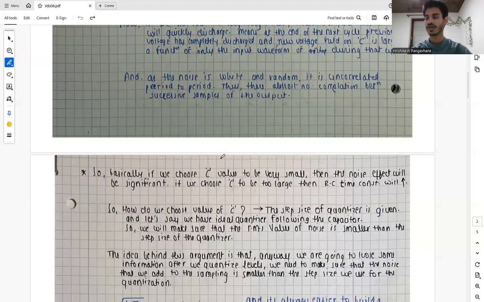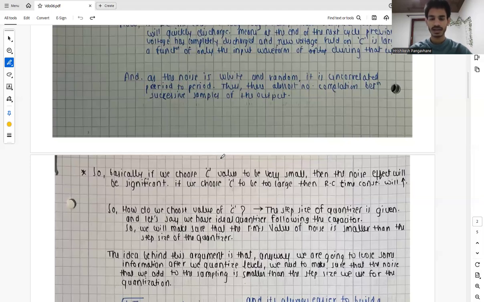So how do we choose the value of capacitor? The base we come up to is the idea of quantizing the amplitude. Now, because we are using a sampler, so we are using a switch, the time is sampled. Now we have to sample the amplitude also, right? So the amplitude should be quantized. And when it comes to the quantization of amplitude, basically we quantize it in steps.